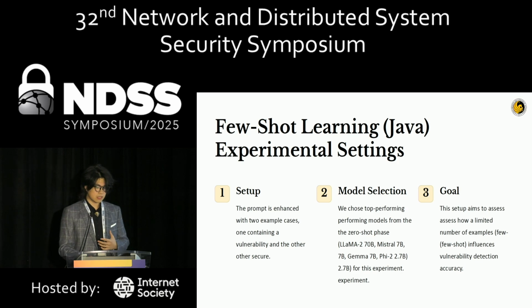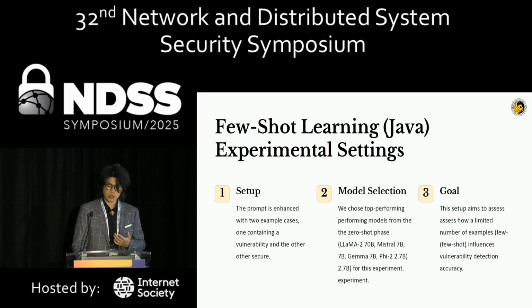In the following experiment, we added two labeled examples, one vulnerable and one non-vulnerable, into the prompt to see if just a few samples can improve the accuracy or detection rates for Java. We select the top zero-shot performers, and our goal is to observe whether providing minimal guidance significantly boosts the accuracy in detecting vulnerabilities.